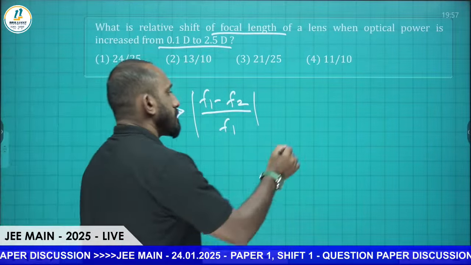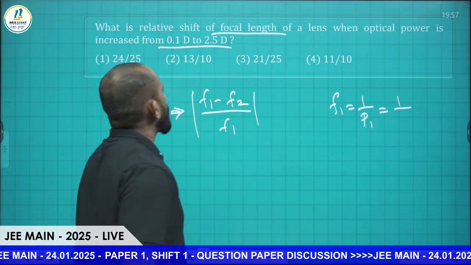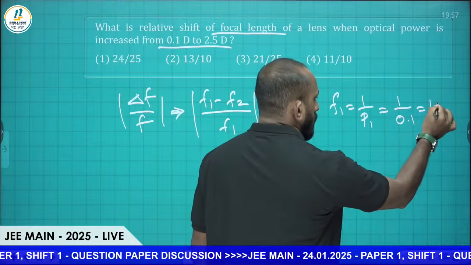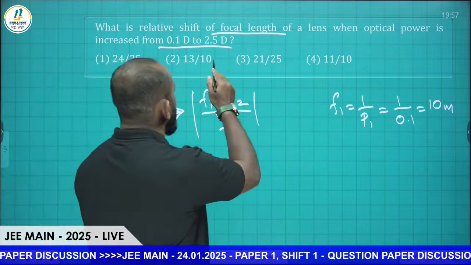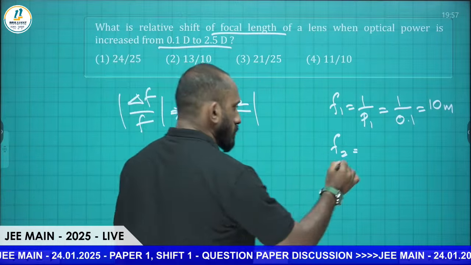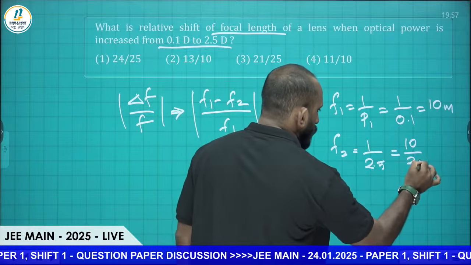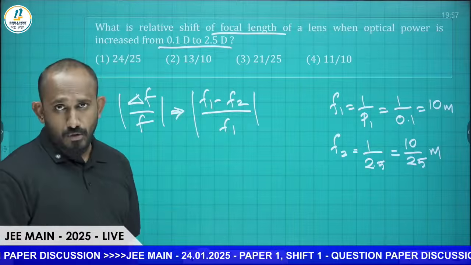For f1 we have 1 by P1, that is 1 by 0.1 diopter, which is nothing but 10 meters. In diopter, the focal length will be in meters only. Then for f2 we have 2.5 diopter, so that is 1 by 2.5, which is 10 by 25 meters. Now f1 minus f2 you have to find out.